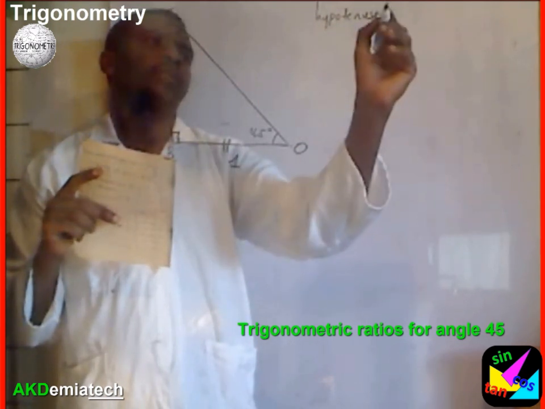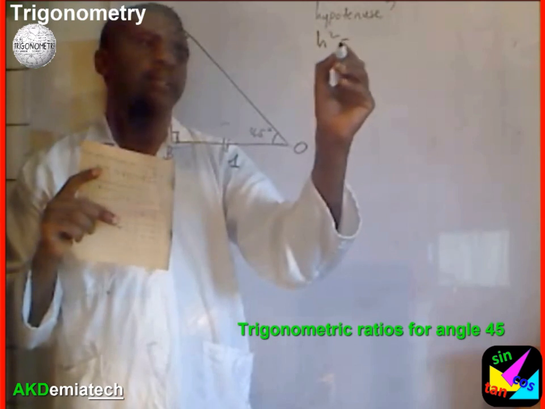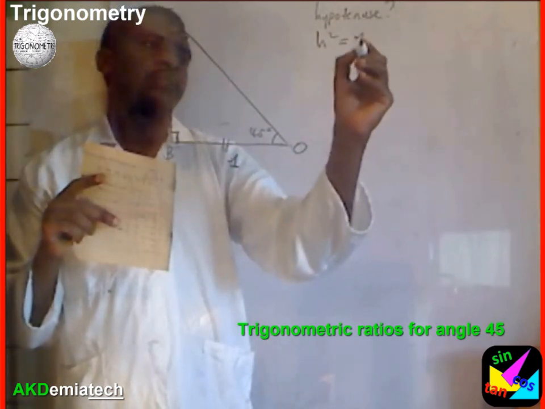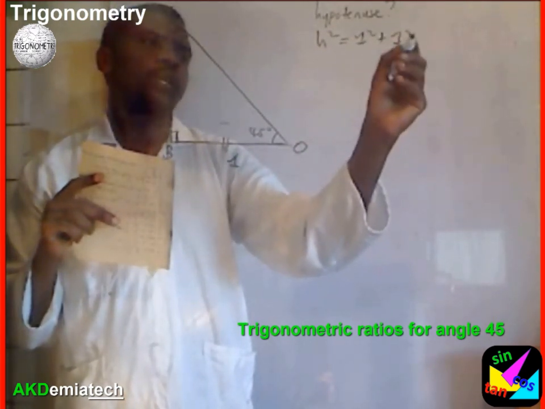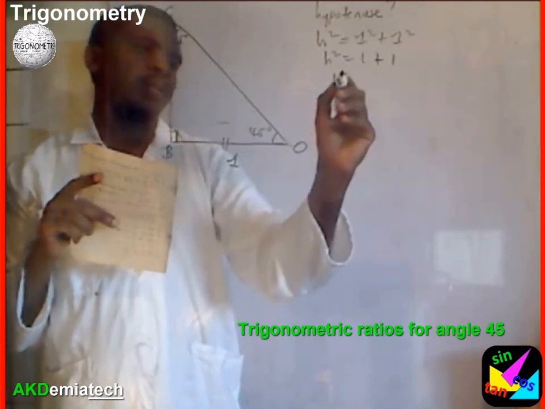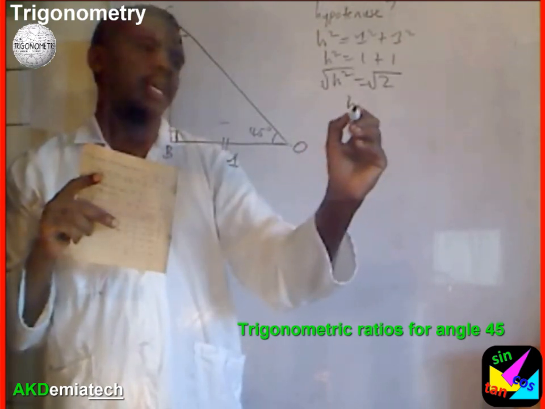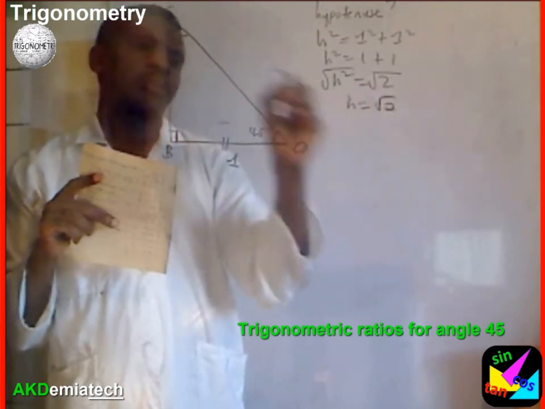By Pythagoras theorem, we say that h square is equals to 1 square plus 1 square. H square is equals to 1 plus 1. H square is equals to 2. Take square root on both sides. H is equals to root 2.